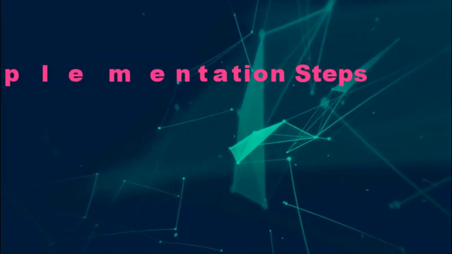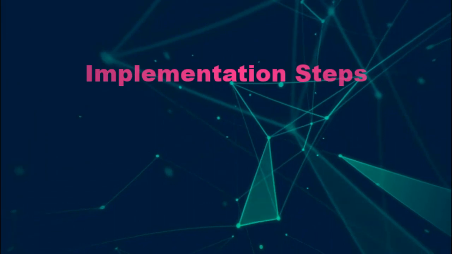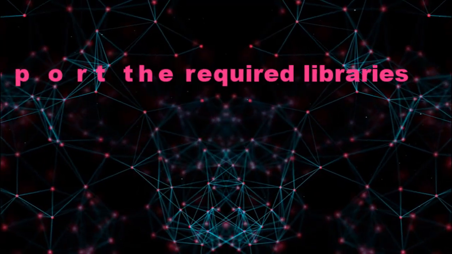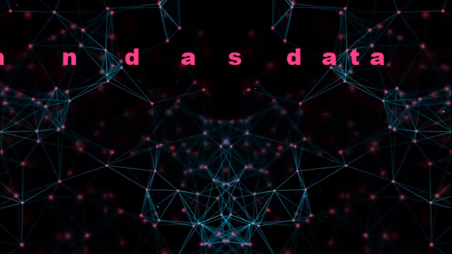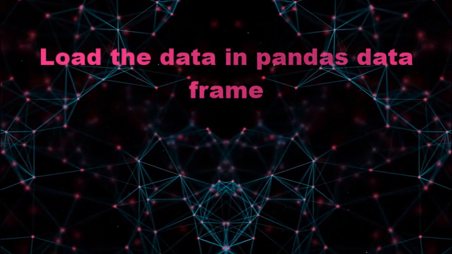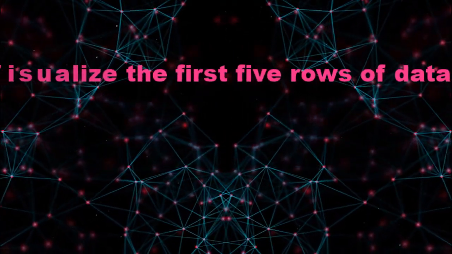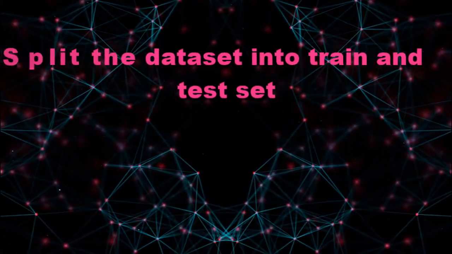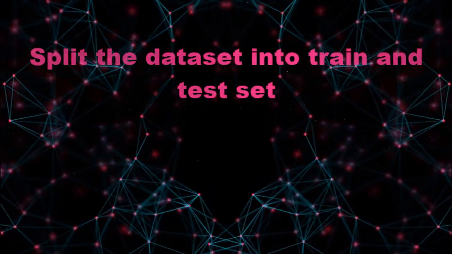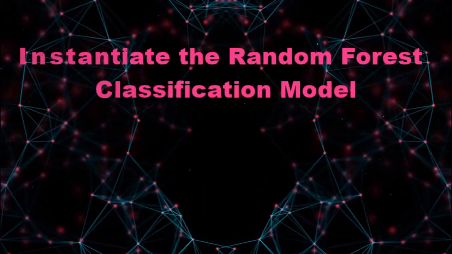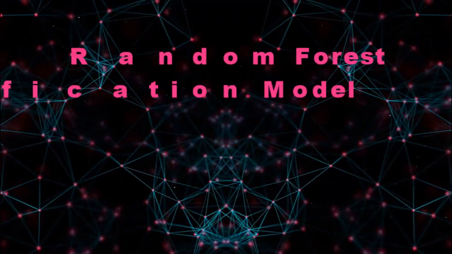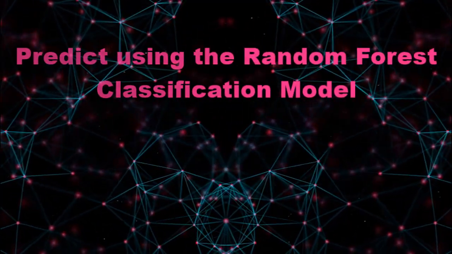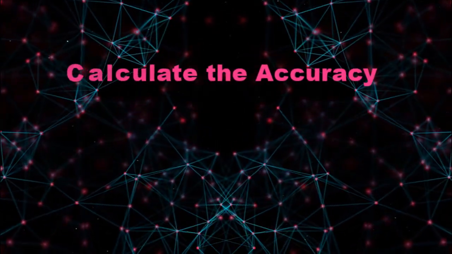I will use the following simple steps to implement the random forest classification model. We will start by importing the required libraries. Then we will load the data in a Pandas data frame. After that, we will visualize the data. Post that, we will separate the features and the label. Then we will split the data into train and test set. After that, we will instantiate the random forest classification model. Then we will train the random forest classification model. After that, we will predict using the random forest classification model. Finally, we will calculate the accuracy of the trained model.